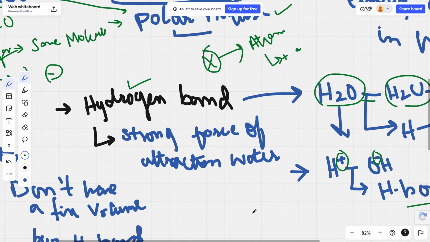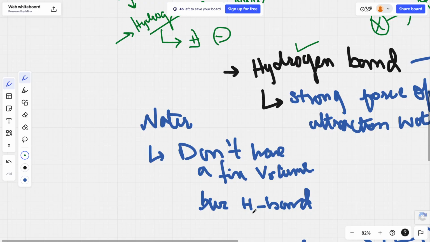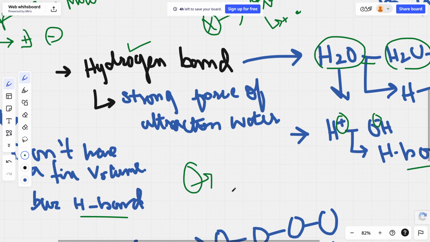Right? Moving further, one more point to note is that water does not have a fixed volume. Why does water not have a fixed volume? Because of the hydrogen bond. Whenever a molecule has a hydrogen bond or a polar nature, that molecule does not have a fixed volume. Keep in mind, this is the main point.